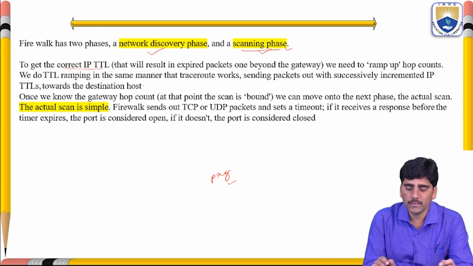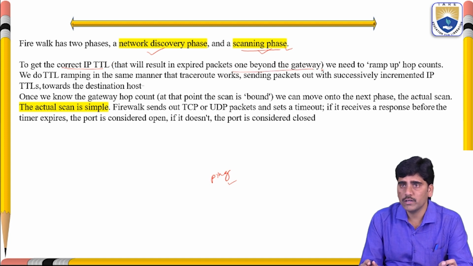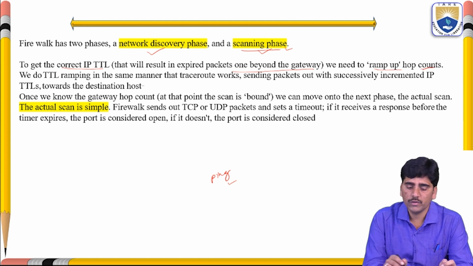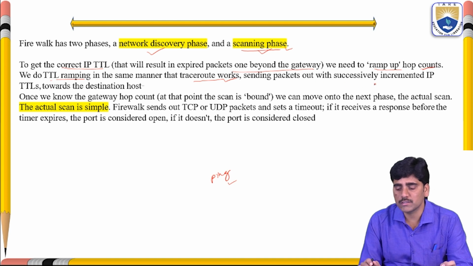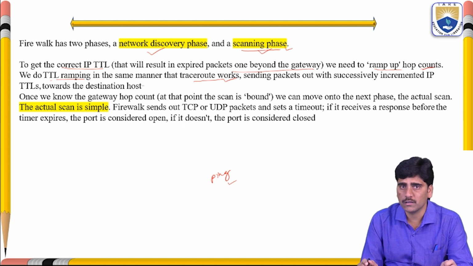To get the correct IP that will result in expired packets beyond the gateway, we need to ramp up all the hop counts. We do a TTL ramping in the same manner that traceroute works, sending packets out with successively incremented IP TTL towards the destination host. Once we know the gateway hop count, and all the hop counts have been added to the list, we move on to the next phase, the actual scanning phase. The actual scanning is simple.